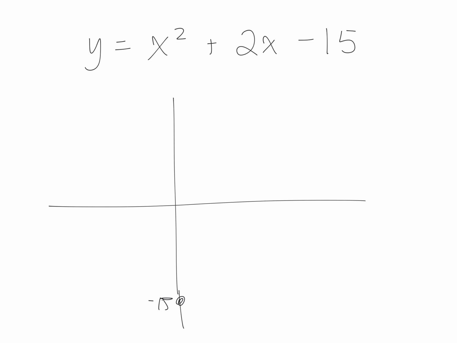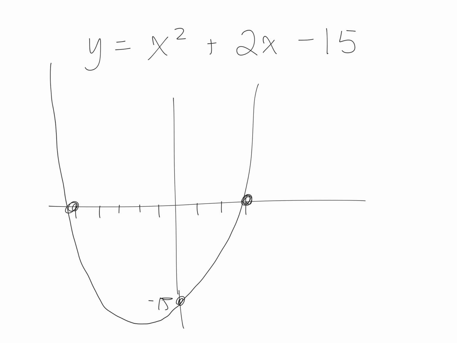So we know the y-intercept is negative 15. 1, 2, 3 is the x-intercept, and 1, 2, 3, 4, negative 5 is the x-intercept. So it's going to look something like this. Okay, I'm not drawing a very good example, but now we have to figure out the axis of symmetry, and then we're going to figure out the vertex. So let's start with the axis of symmetry.